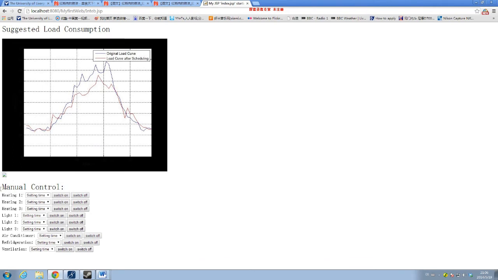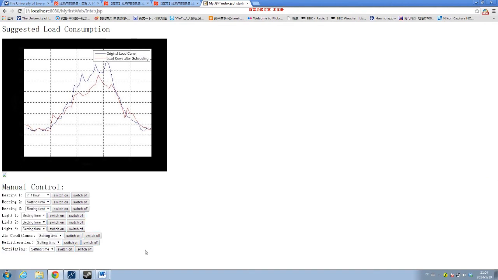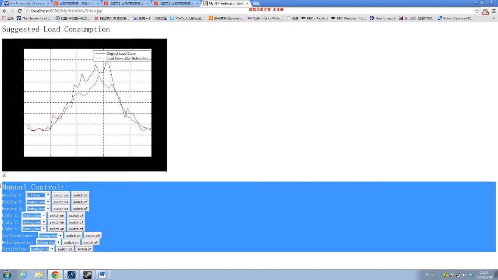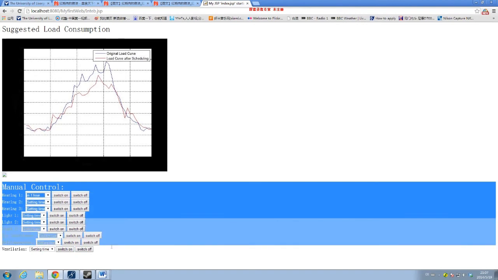And also, if you are still not happy with the suggested load curve, you can set manual control. You can set all the controllable devices to switch on heating one right now, or switch it on in 1 hour. This will be a very important feature of our software. It enables controllability for users, as long as they already have the hardware for control.